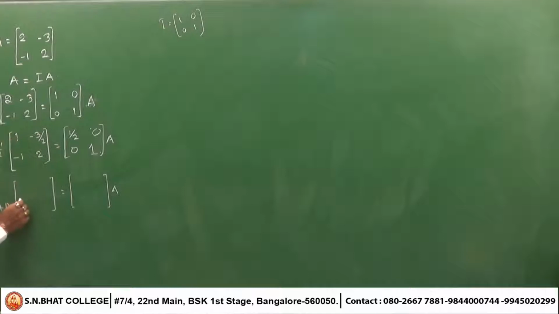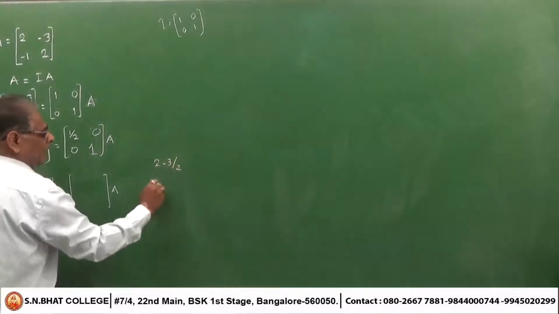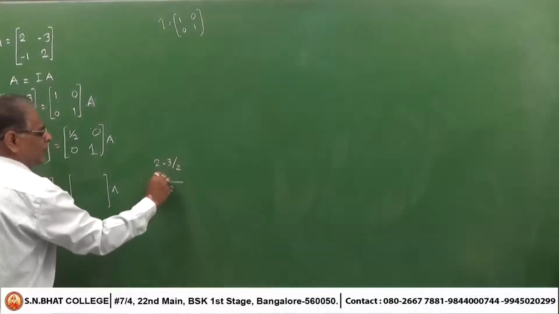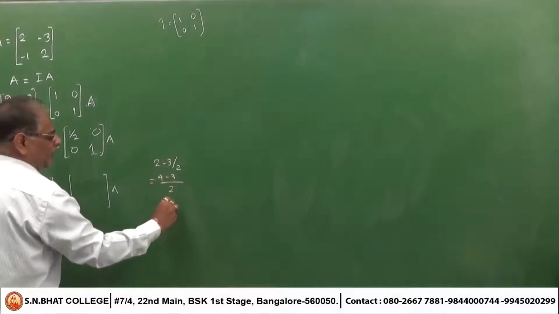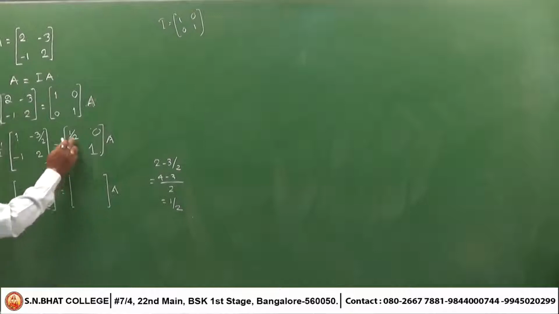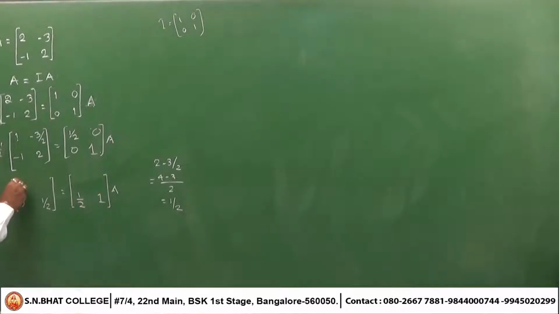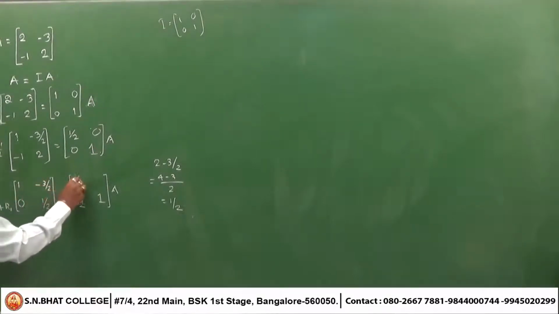Minus 1 plus 1 is 0. This is 2 minus 3 by 2. LCM is 2. 2 into 2 is 4. 4 minus 3 by 2, this is 1 by 2. 0 plus half is 1 by 2. 1 plus 0 is 1. Write first row as it is.